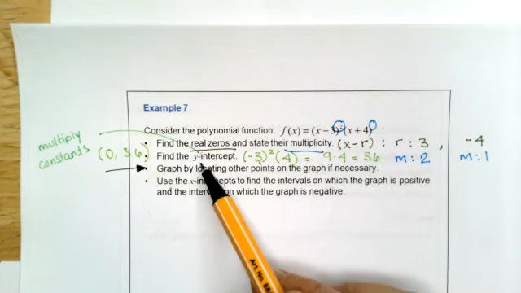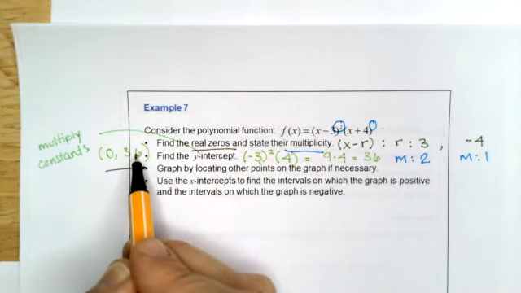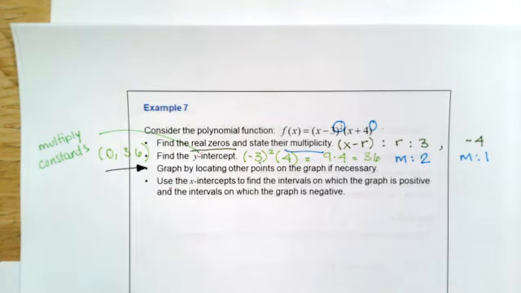If you're going to change a y-intercept to an ordered pair, it's going to be 0 on the x-axis and 36 on the y-axis. The y-intercept is (0, 36). All right. Graph by locating other points if necessary, and use the x-intercepts to find the interval on which the graph is positive and the interval on which the graph is negative.